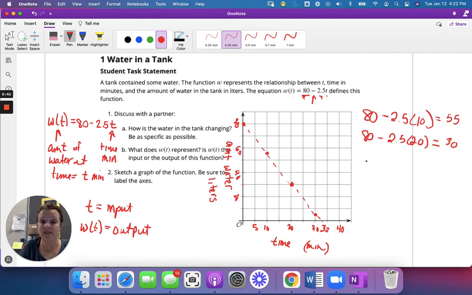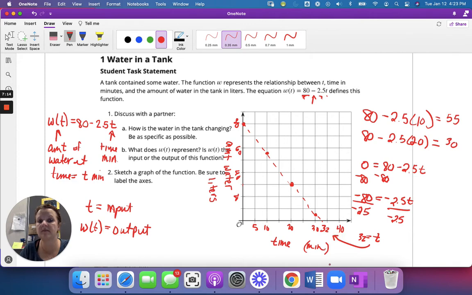Now, when I want to know if it's empty, I want to know when there is 0 water left in the tank. What time is it when there's 0 water? All right? So I'm going to subtract 80 from both sides. So I have negative 80 equals negative 2.5 t. Divide both sides by negative 2.5, and I got t was 32. So it took 32 minutes to empty the tank. Okay?